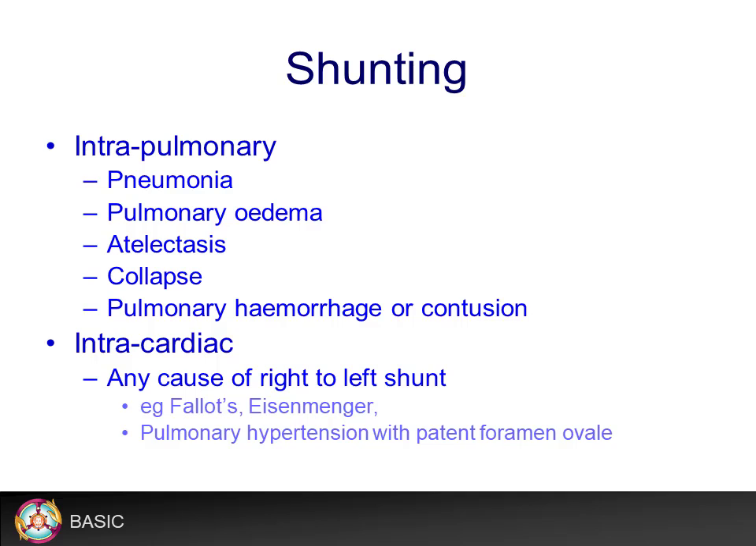Causes of intrapulmonary shunting include pneumonia, pulmonary edema, atelectasis, collapse, and pulmonary hemorrhage or contusion. Shunting can also occur at an intracardiac level, but this is an unusual cause of hypoxemia in the ICU. Any cause of pulmonary hypertension, for example, ARDS, with a patent foramen ovale can lead to right-to-left shunting.